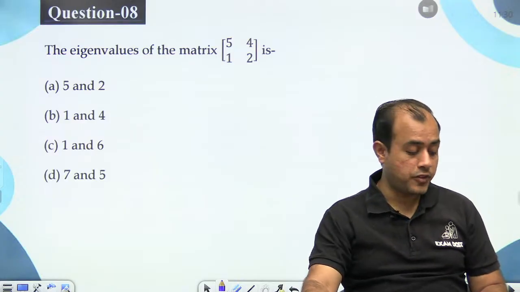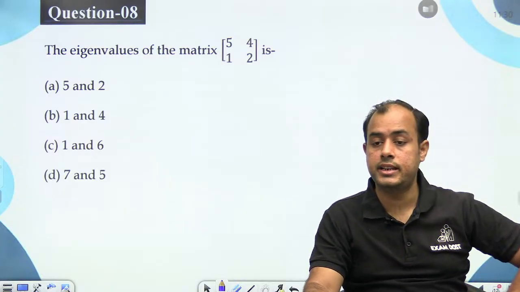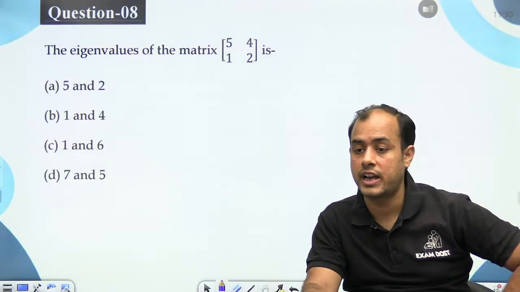Eigenvalue of this matrix 5, 4, 1, 2. Come on everybody.